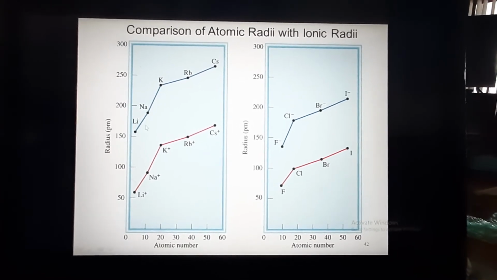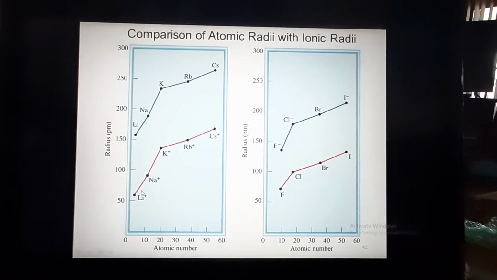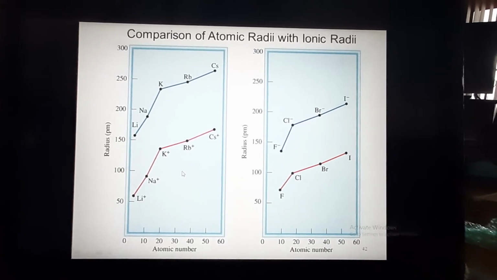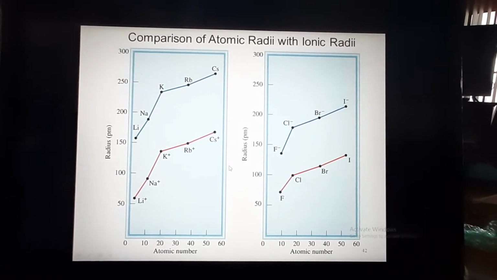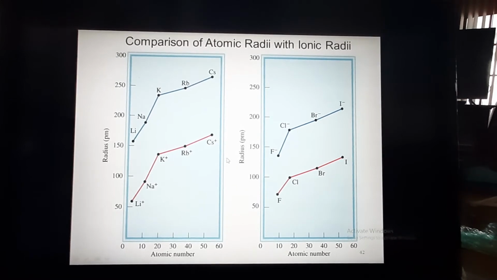This opposite happens with the positives. When they lose an electron, then there is less repulsion among the electrons, so they can actually get a little bit closer together, which is why they decrease the size of the radius when we have a positive cation.